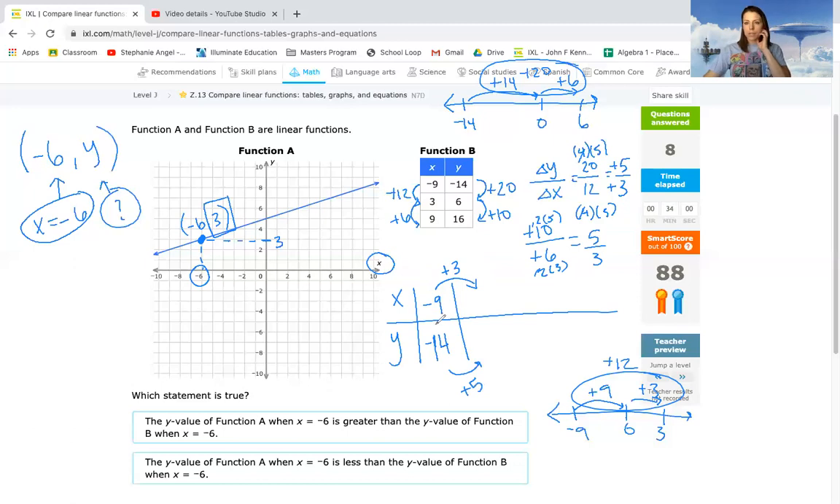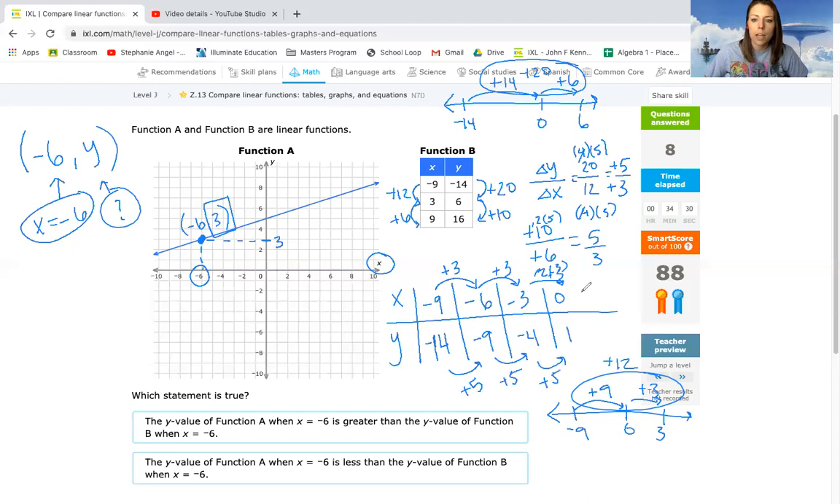So what's negative 9 plus 3? I'm moving 3 to the right. That means I'm at negative 6. And negative 14 plus 5, I'm moving 5 to the right. That's negative 9. Let's just keep going to make sure that we end up at our next point, and then we'll come back. So we would add 3 again. Negative 6 plus 3 is negative 3. Negative 9 plus 5 is negative 4. Add another one. Negative 3 plus 3 is 0. Negative 4 plus 5 is 1. And then one more. 0 plus 3 is 3. 1 plus 5 is 6.